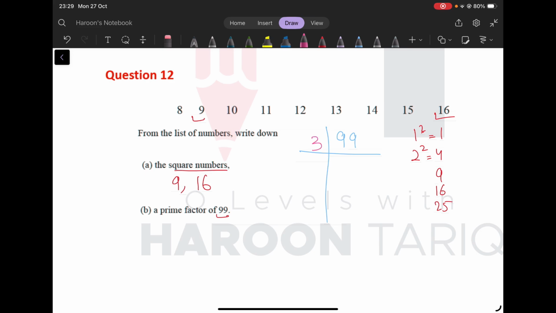So I'll write 3 over here. This becomes 33. 3 again. This becomes 11. Now I can take 11. This becomes 1. These are the prime factors, 3 and 11. So do we have any 3 here? Not really. But do we have 11? Yes, we do. So I'll just write 11 over here.